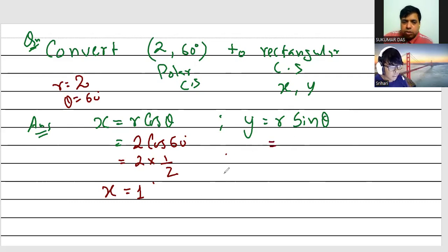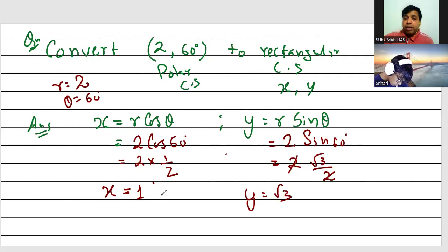So the x coordinate will be 1, and here y is equal to 2 sin 60. Can you tell me what sin 60 is? Sin 60 is √3/2. Perfect. So 2 multiplied by √3/2, the 2s cancel out, so we get y is equal to √3. So our rectangular coordinates are (1, √3). This type of question you can expect, where you are given polar coordinates and you have to convert to rectangular coordinates. The reverse one we have not seen; we will see that after some time.